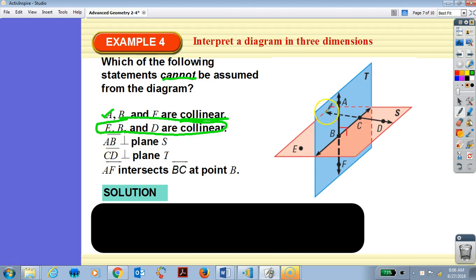Segment AB is perpendicular to plane S. Yeah, it has the little box saying, hey, I'm intersecting at 90 degrees. So that's not an assumption, it's just the fact, right? Segment CD is perpendicular to plane T. Well, if these two planes are perpendicular to each other and this lies on that plane, then yeah, it's going to be, right?